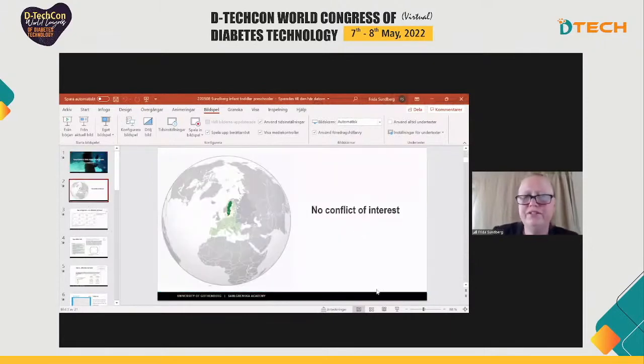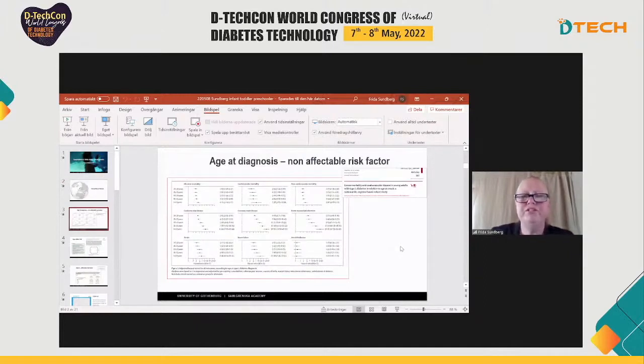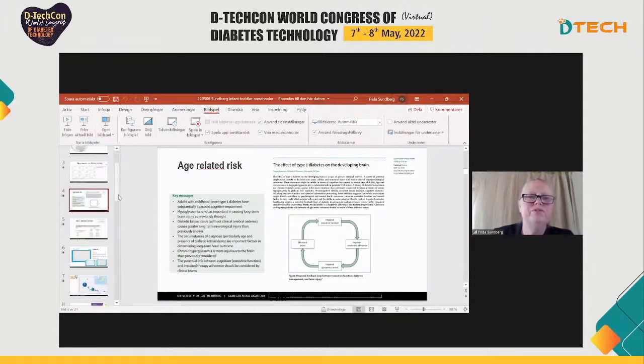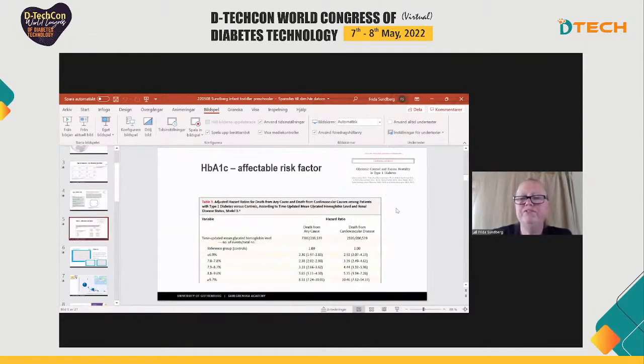I have no conflict of interest, but I'm biased by the fact that I'm working up in the northwest end of Europe. When we're talking about this group of patients, we know that they have a very heavy risk of cardiovascular death and cardiovascular morbidity quite early. And they also have an age-related risk of having not only cardiovascular, but also cerebral complications of diabetes. Luckily, we have an effectable risk factor, which is HbA1c. And that's why we have to move into normal glycemia in this group. So I'm very thankful that you are talking about this group in the pump school.